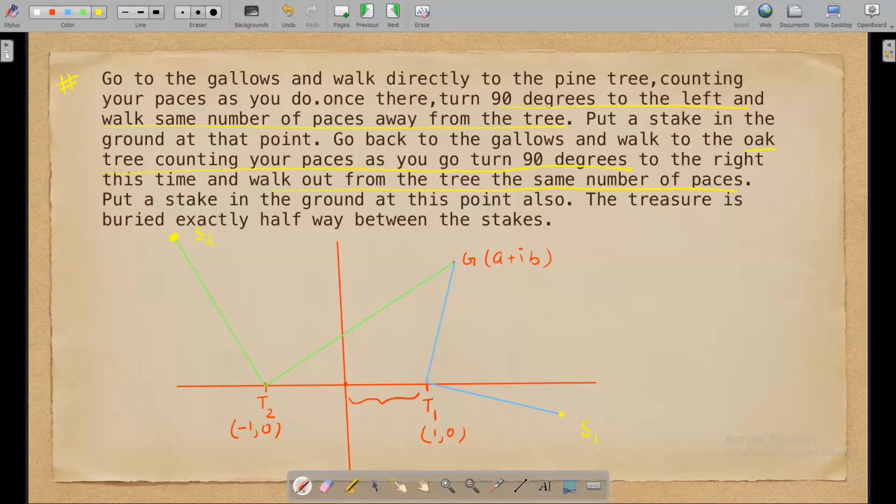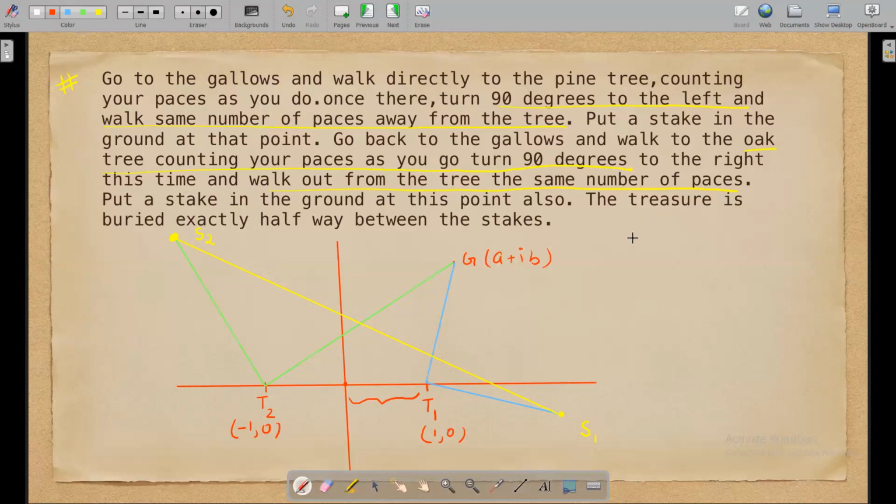The question says that the treasure is buried halfway between these two stakes. So, okay, let's draw the position of that treasure. So I'm joining S1 and S2. I just need to find out the middle point of S1, S2, where we are going to find the treasure. But how are we going to find it out? So let's start with the calculation part. Using the rotation concept, we are going to solve the question.